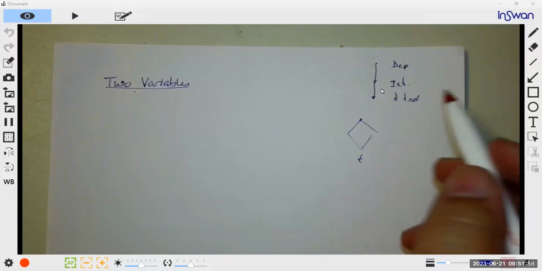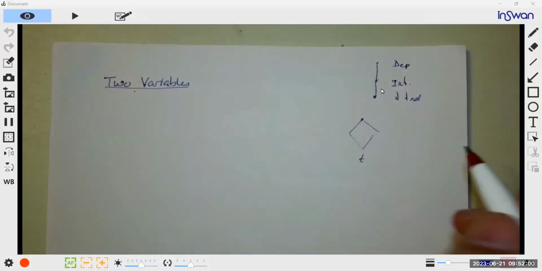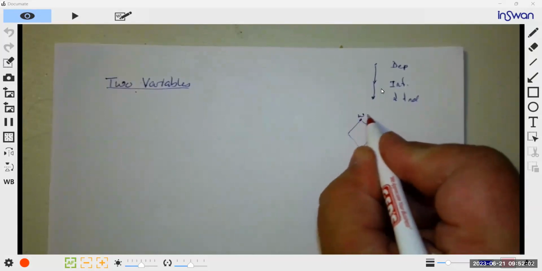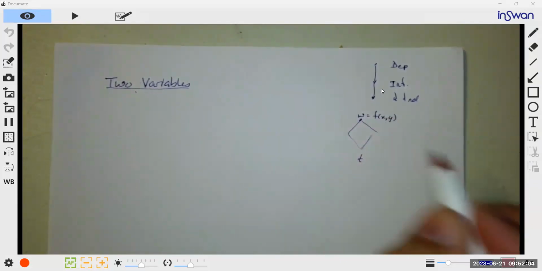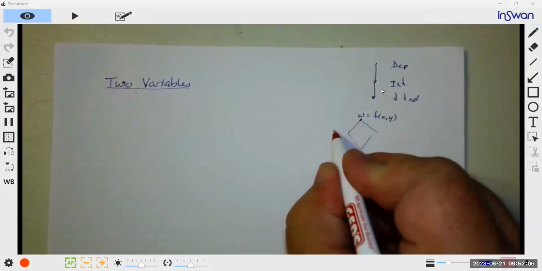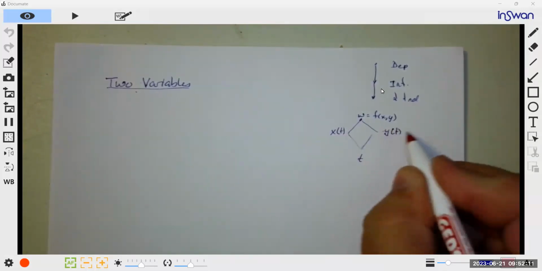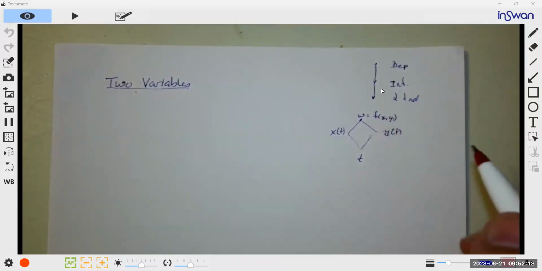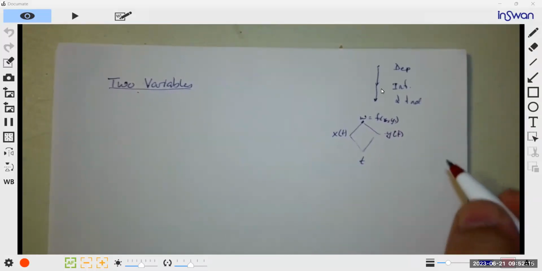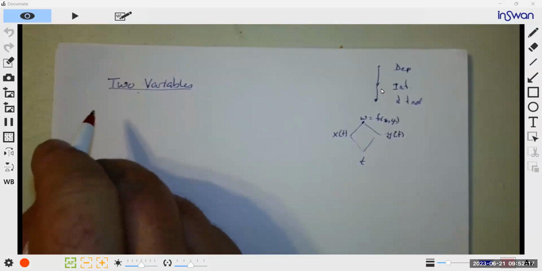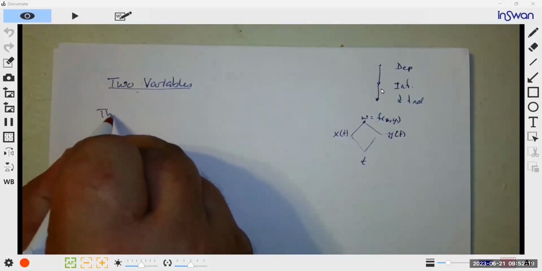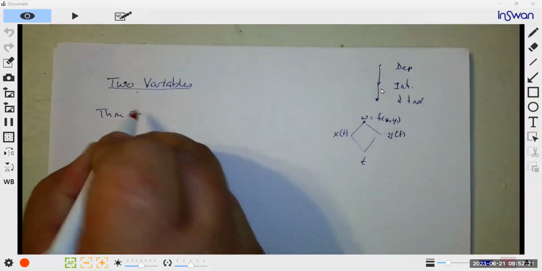So depending on how many variables you have, that's how many paths you have. This is w equals f of x, y. So this is with respect to x of t. This is with respect to y of t, because the function is both x and y. And then we'll go to our favorite value t. So we have a theorem here that defines this stuff.